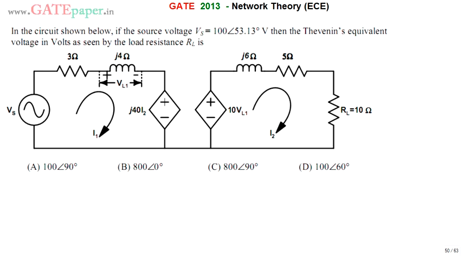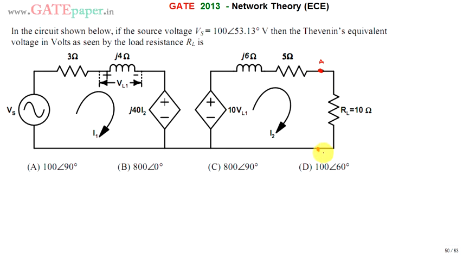Hello, we are discussing GATE 2013. Look at the diagram shown. If Vs is 100 with 53.13 degrees, then find the Thevenin's equivalent voltage as seen by the load resistance RL. We are going to find out Thevenin's equivalent across these two terminals, as seen by the RL.